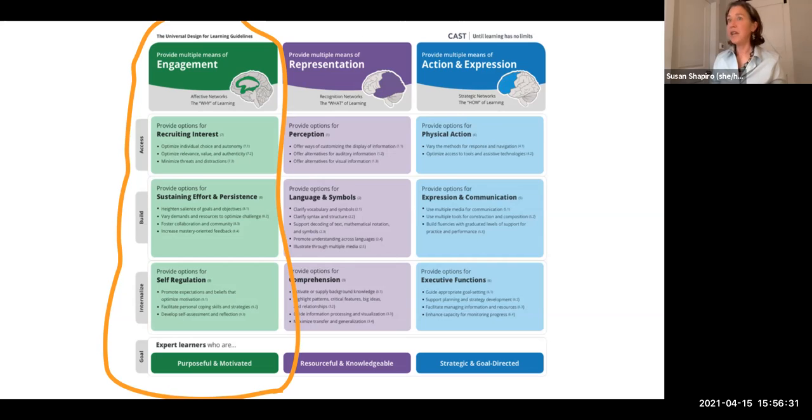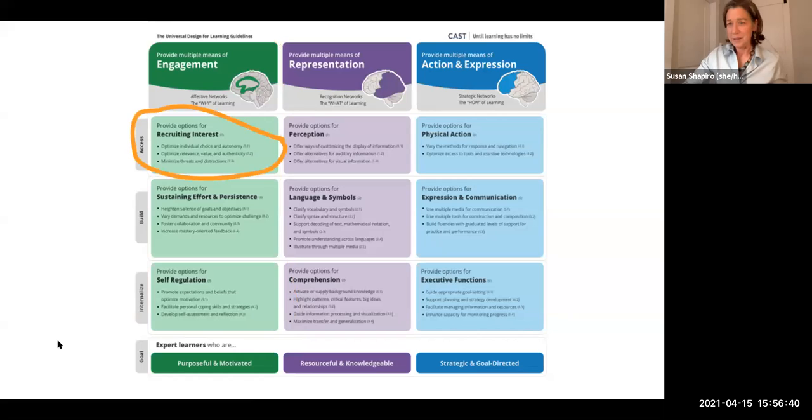So what should I pay attention to other than just how do I get them engaged? The first guideline says, provide options for recruiting interest. Now we're looking at an image of the UDL guidelines with the recruiting interest guidelines circled. And as I said, on the CAST webpage, UDL guidelines, cast.org, it's linked now. Janet wrote it in the chat. I think she'll put it in your materials. You can click on every single word on this document and find research and strategies behind it.